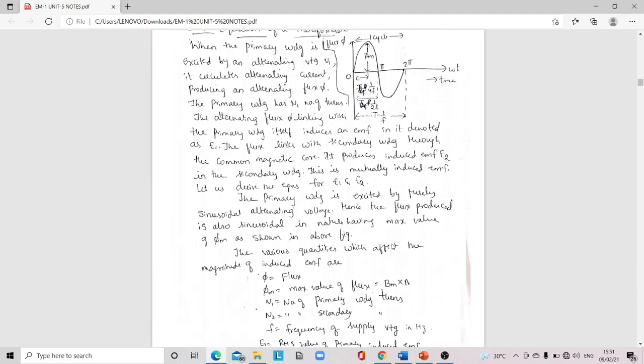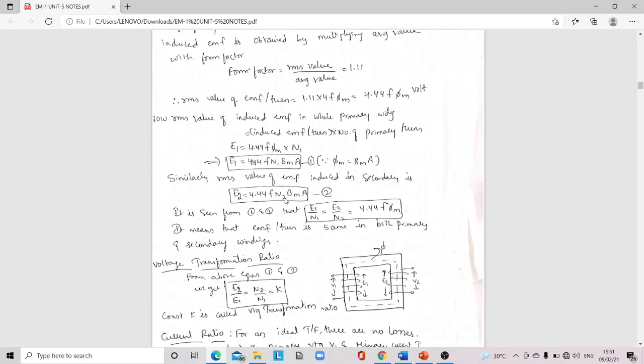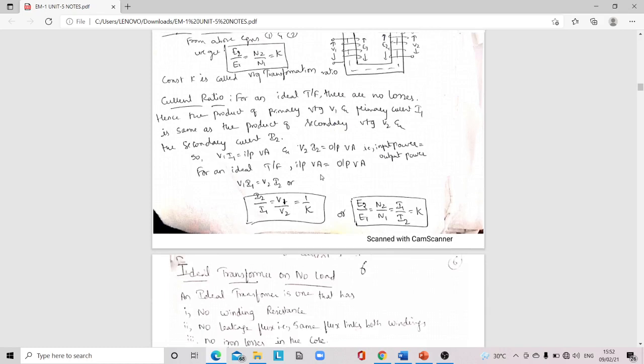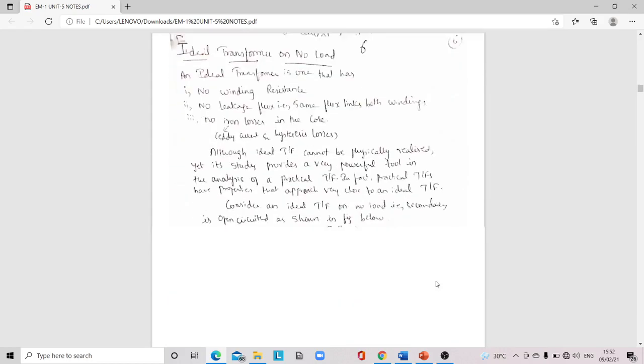EMF equation we have seen. So EMF equation we got as 4.44 f phi N1, where phi is equal to phi m is equal to Bm into A. And we have found out the voltage transformation ratio E2 by E1 is equal to N2 by N1 is equal to K. If you are taking current also into consideration, then I1 by I2 is equal to N2 by N1.